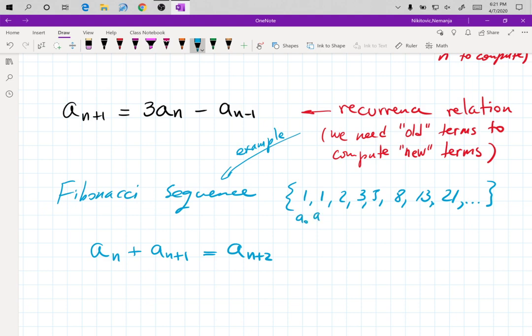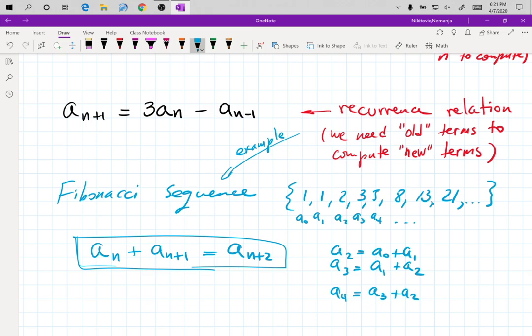So think about this. This is your A0, this is your A1, this is your A2, A3, A4, and so on. So what is A2 equal to? It's A0 plus A1. What's A3 equal? Well, it has to be A1 plus A2. What's A4? Well, it has to be A2 plus A3. Right, so it's always two previous terms added that create a new one. So this is one way.